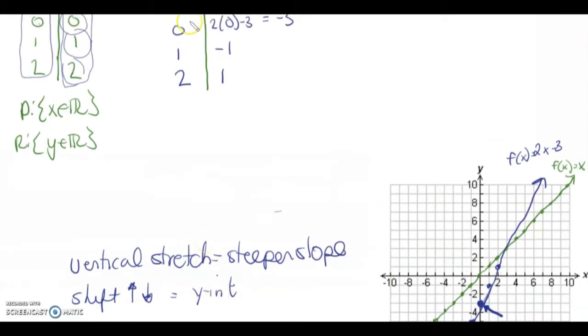And then as a review, the domain of any line is x ∈ ℝ. The range of any line is y ∈ ℝ. The only time when that changes is when there's restrictions on the actual question itself, for example, if it was time or in a word problem.